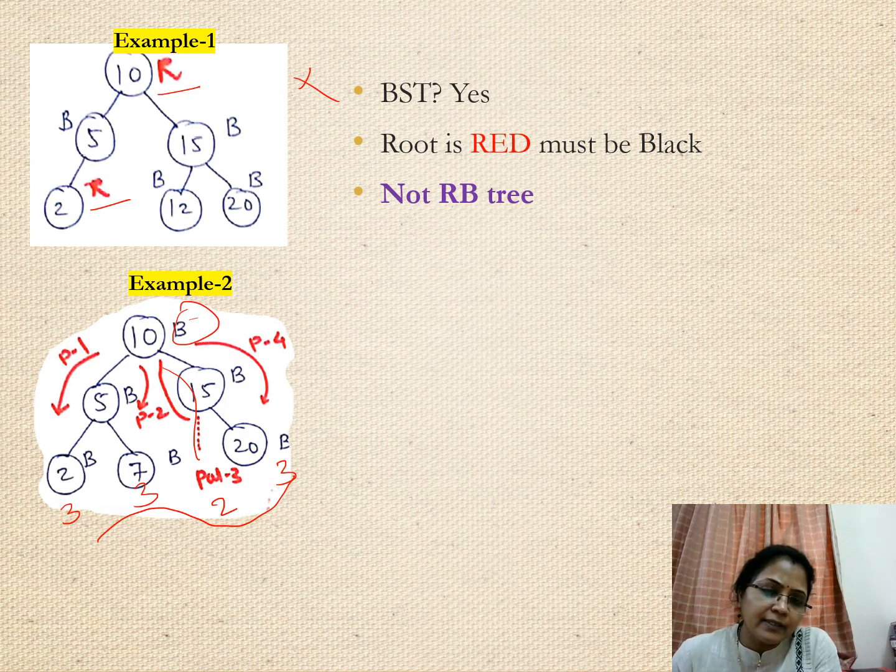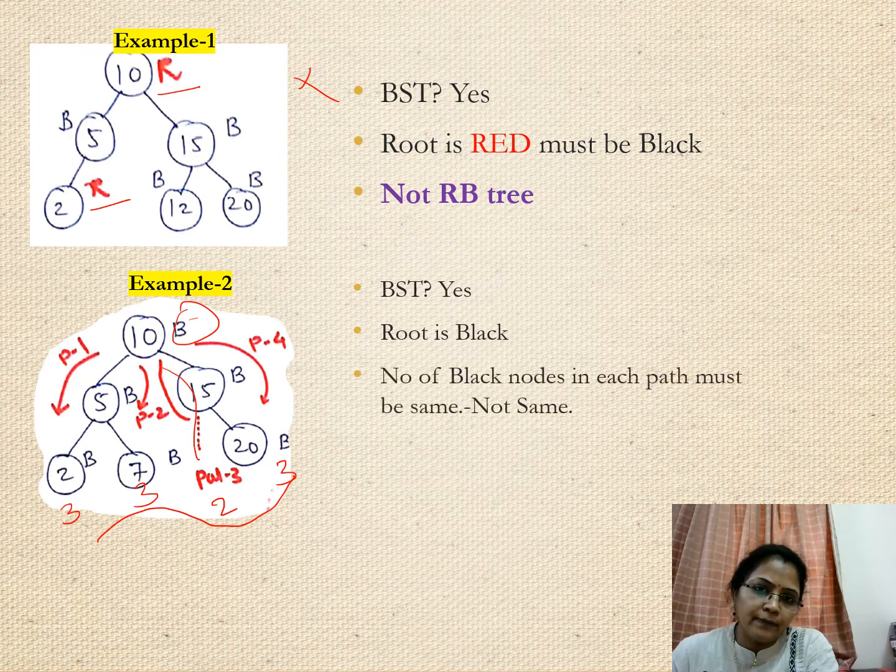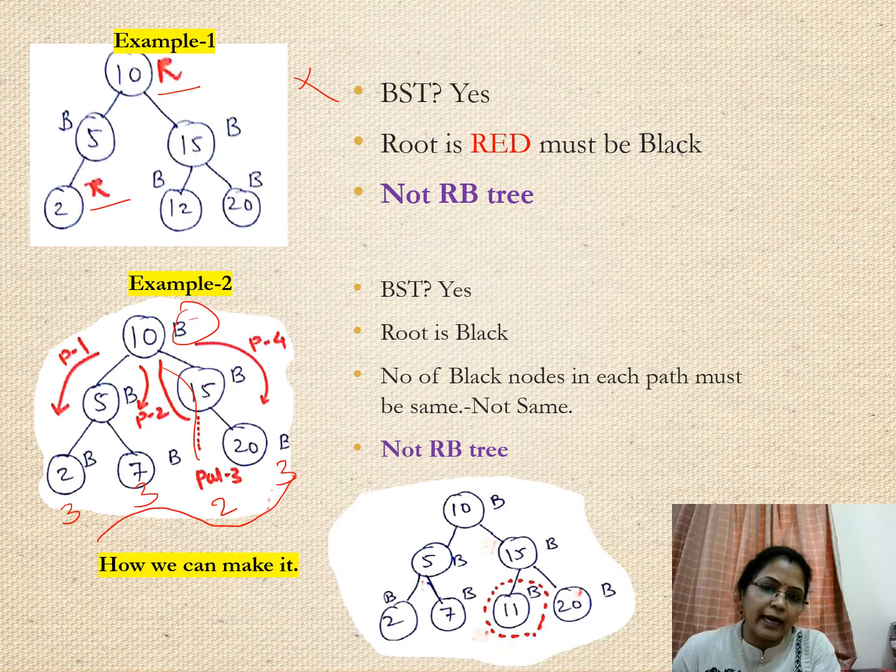Now how can I make this tree a red black tree? I can add one more node on the left hand side of node 15. So we can do that. So we are making that tree a red black tree. We have added the node 11 on the left side of the 15. This way we have made it a red black tree by adding a node 11 on the left hand side.